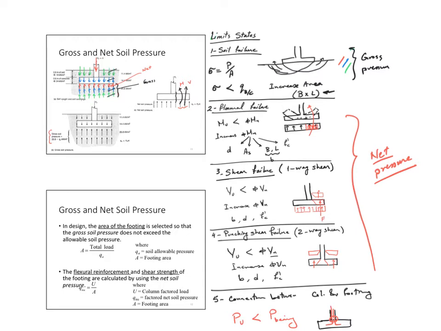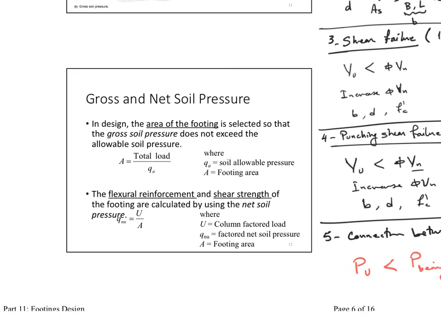And then after that, when I start designing for shear and moment, two-way shear and punching and one-way shear, I will have to convert to net pressure and then work my way through the design of the footing itself. Okay? Now, what is the difference here?